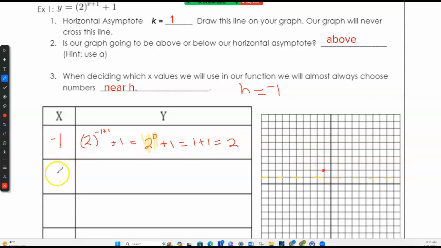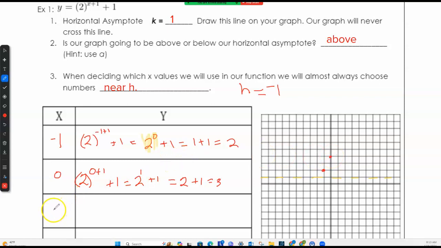Let's keep going. We're going to go up. So 0: 2 to the parentheses 0 plus 1, plus 1 over here. 0 plus 1 is 1. 2 to the first power plus 1. 2 to the first is just 2. Plus 1 equals 3. So 0, 3.